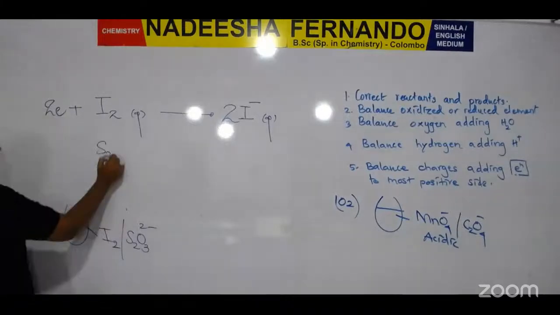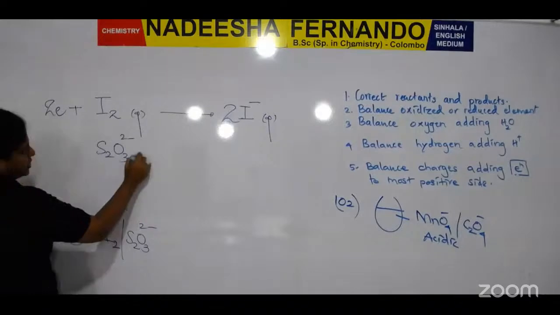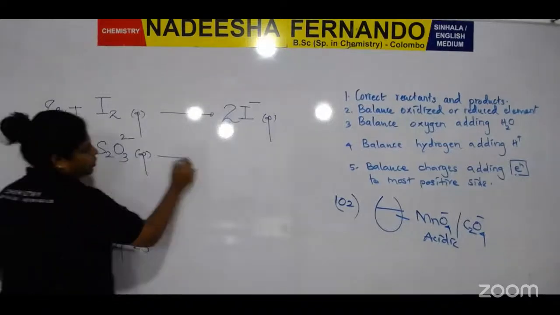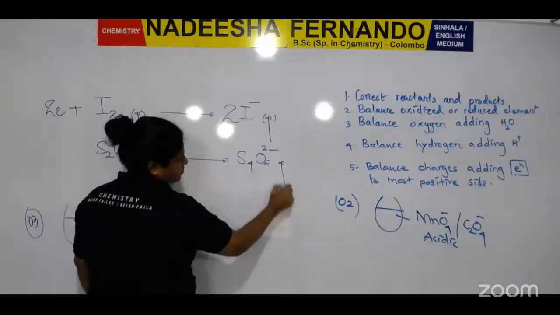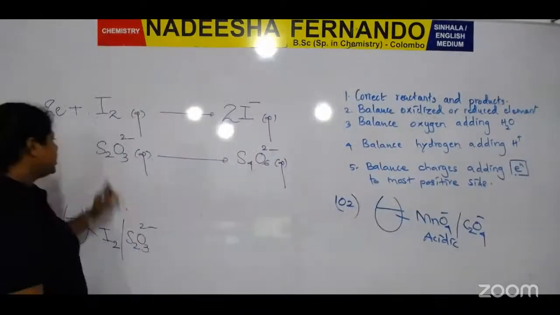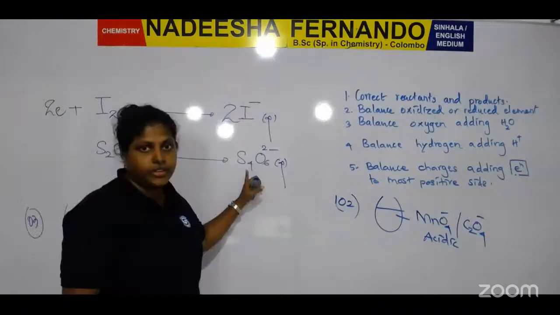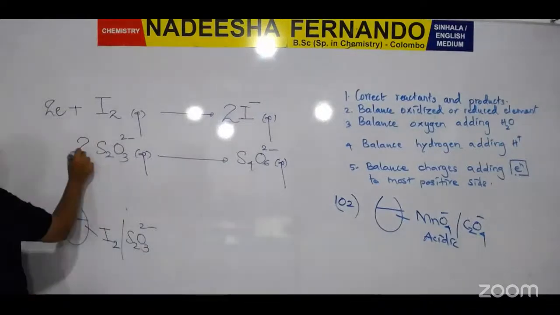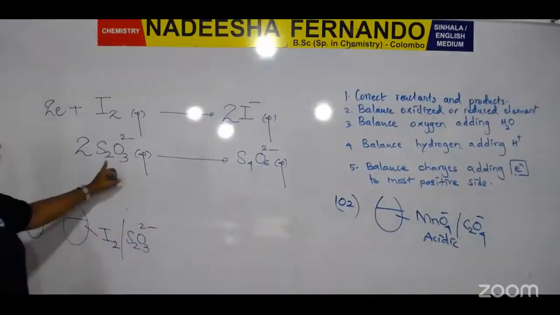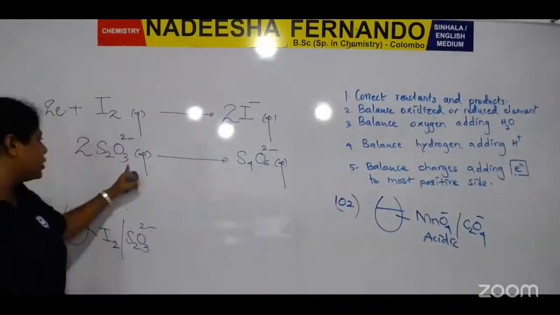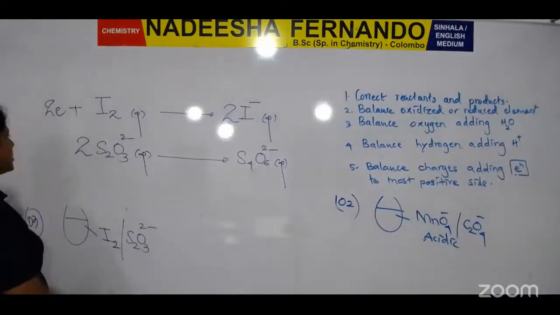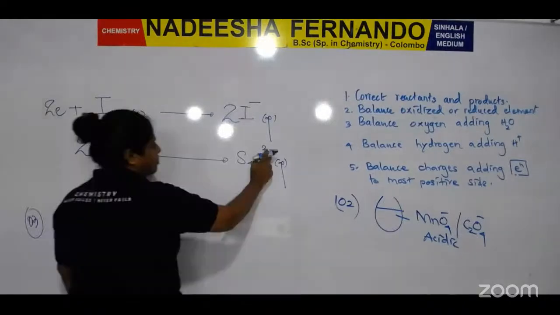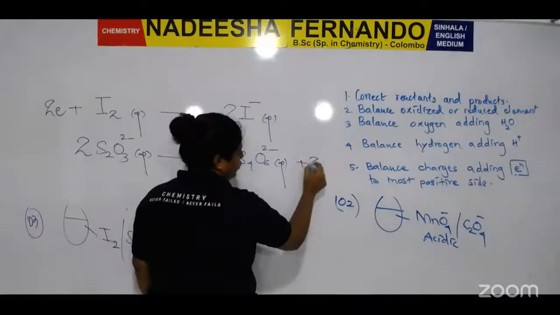Then S2O3 2 minus goes to S4O6 2 minus. Here 2 sulfur, here 4 sulfur. Therefore, to get the same number of sulfur, multiply this by 2. 2 into 2, 4. 2 into 3 is 6. To get the same number of charges, here minus 4, here minus 2. Therefore, add 2 electrons here.